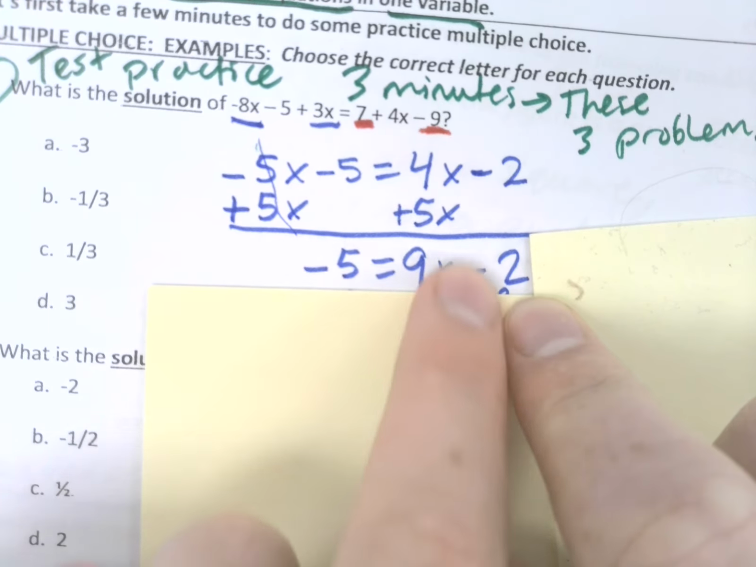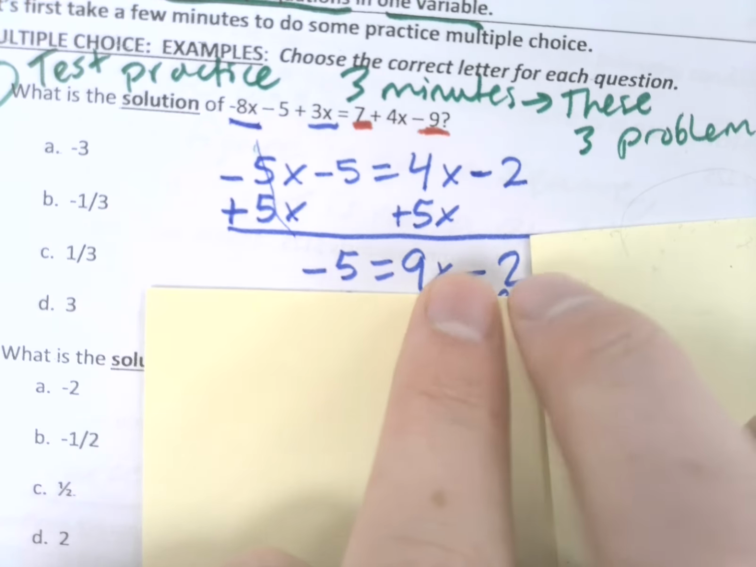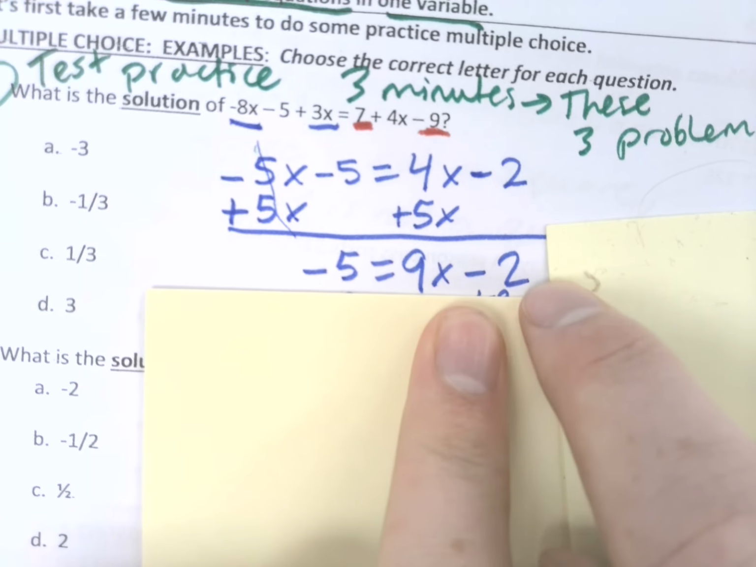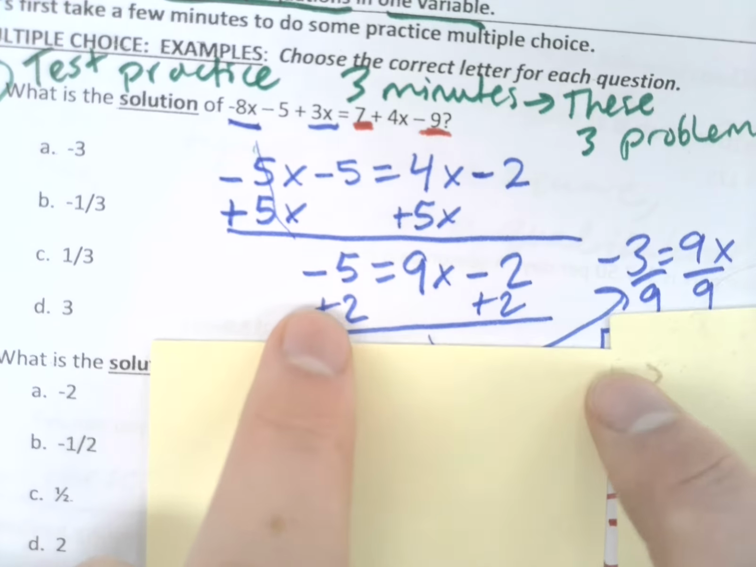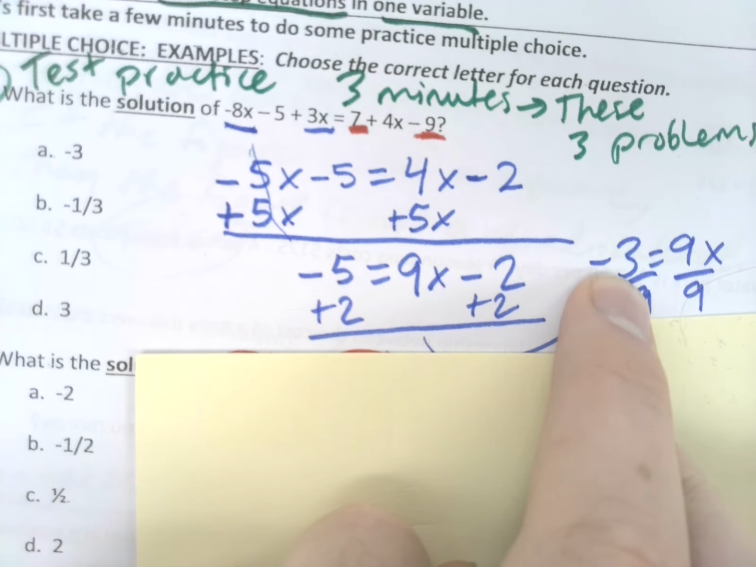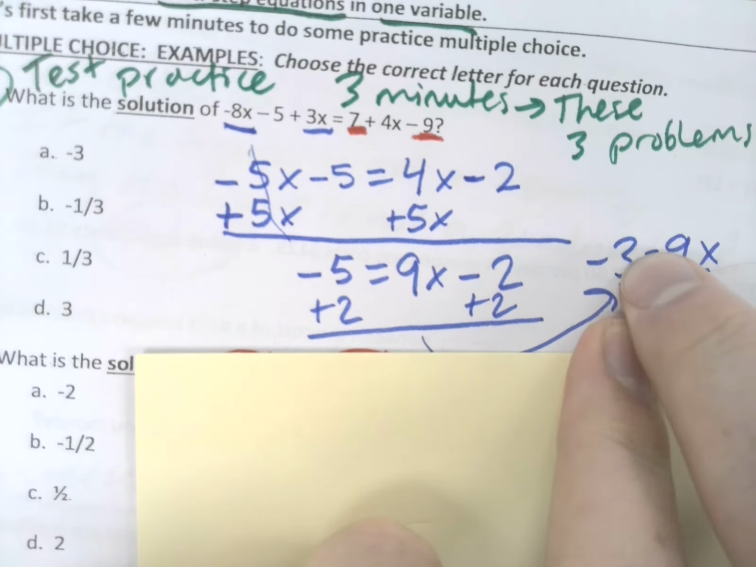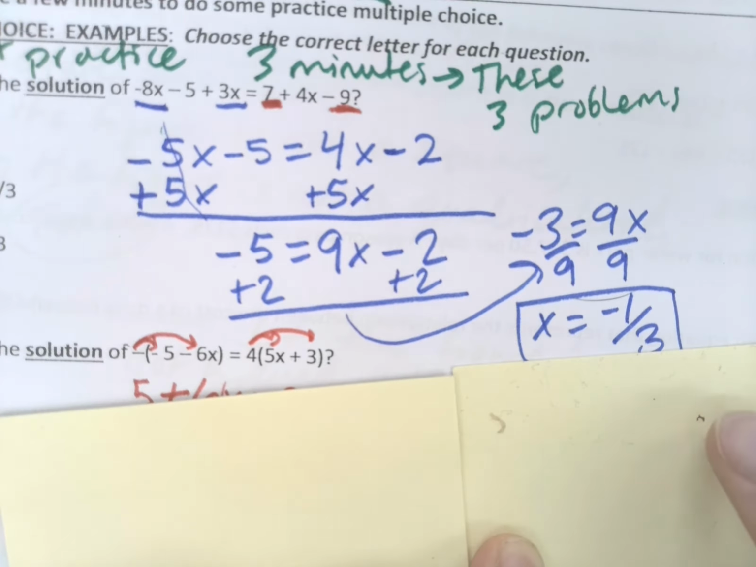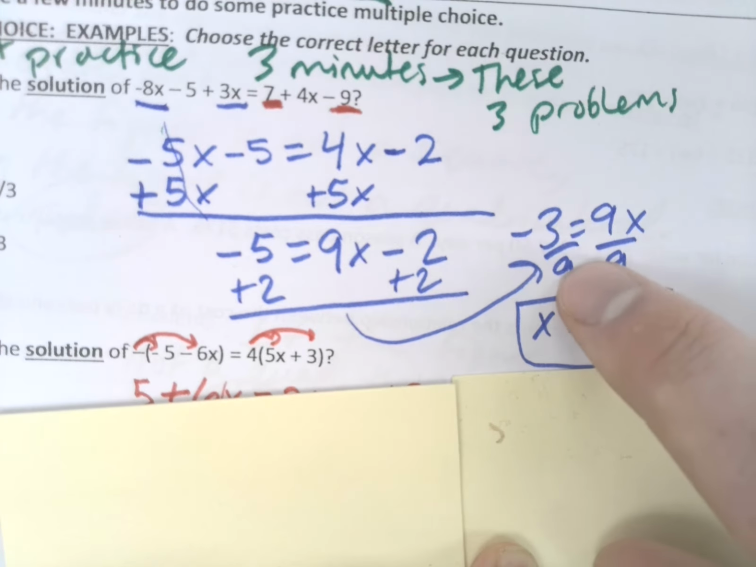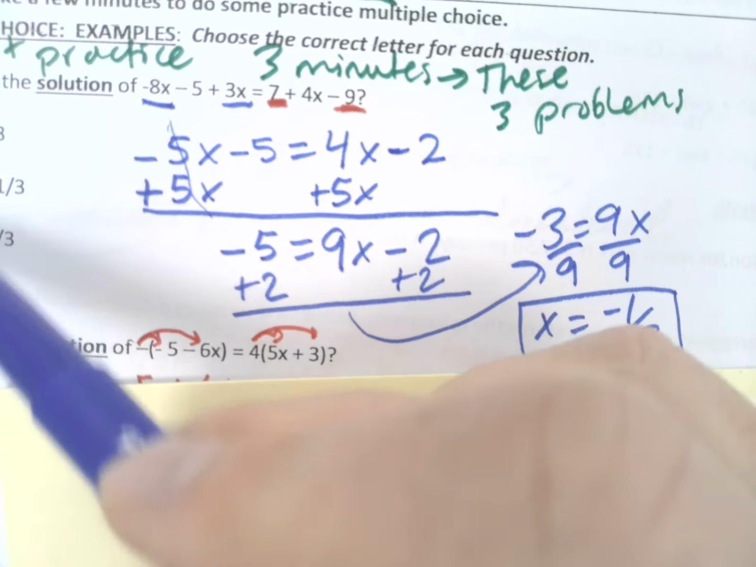Well, if the x is now on the right side of the equation, we got to make sure we get everything away from that. So we have a negative 2 on the right side. I'm going to add 2 over there. And so when we add 2, we end up with negative 3 equals 9x, and you divide by 9, and wait a minute, smaller number on top. That means you're going to get x equals negative 1/3. A negative divided by a positive is a negative. So that is B.